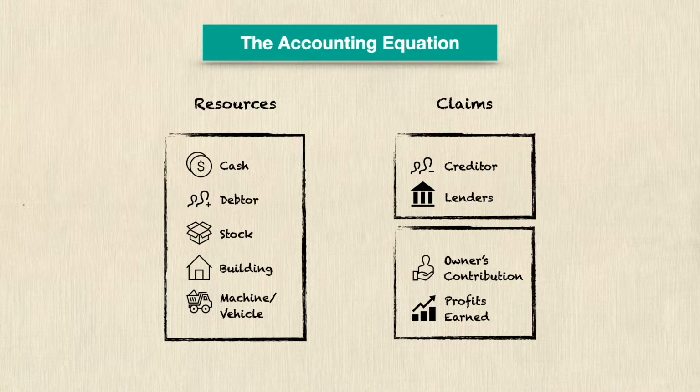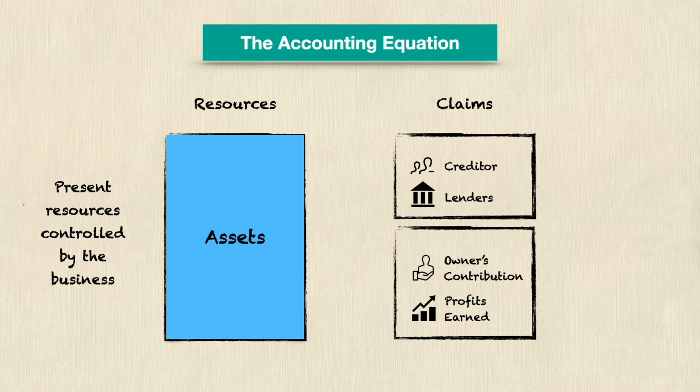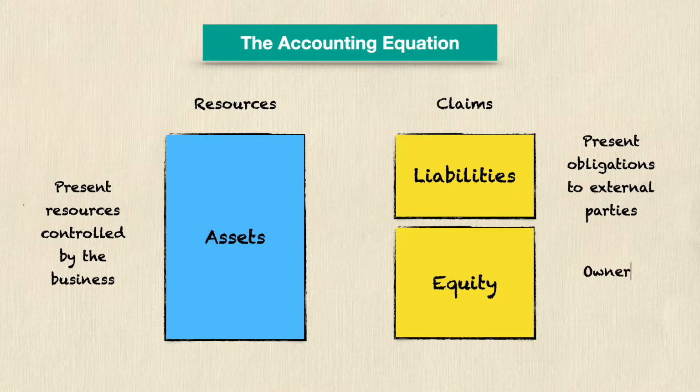Now, the existing resources controlled by the business are also known as assets. The claims by the suppliers of goods and services and lenders represent present obligations of the business to external parties and must be repaid in the future. These claims are often known as liabilities. Finally, the owner's claim on the business is referred to as equity or owner's equity.